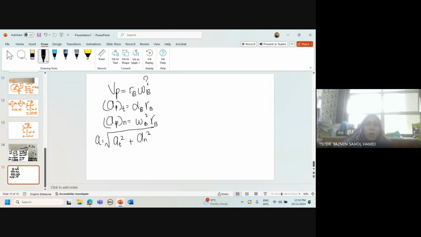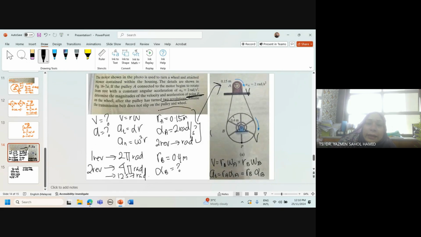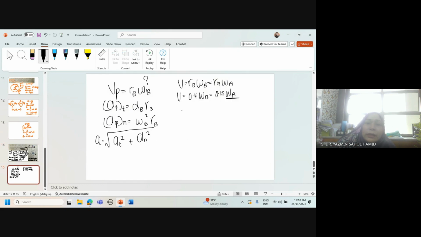So ni adalah kita punya ultimate goal. Tapi kita tak ada nilai omega B ni, alpha B ni. So macam mana kita nak cari? Okay, first tadi saya ada mention velocity sama dengan R_B omega_B sama dengan R_A omega_A. R_B sama dengan berapa? 0.4. Omega B tak tahu. R_A sama dengan berapa tadi? 0.15 omega A. So maksudnya macam mana kita nak dapatkan V ni? Kita perlu cari omega A. So macam mana kita nak cari omega A? Kita kena tengok apa maklumat yang kita ada. So daripada maklumat ni macam mana kita nak selesaikan? Okay, tadi kita ada R_A, dia dah bagi berapa? R_A 0.15.